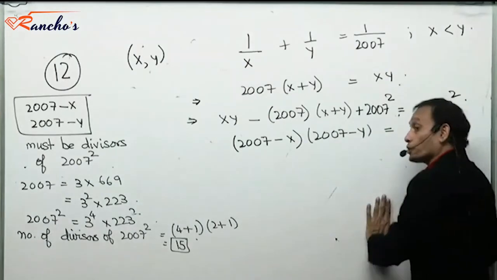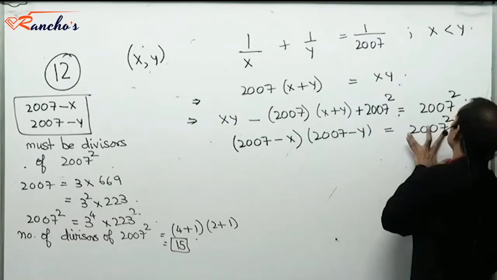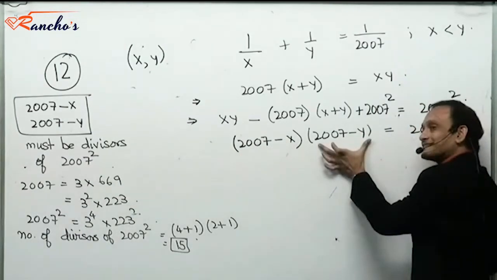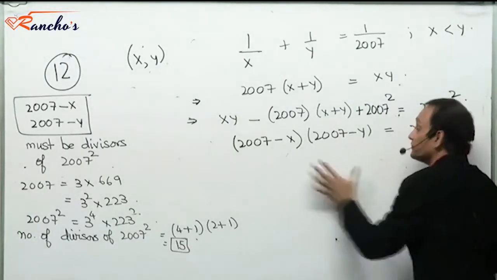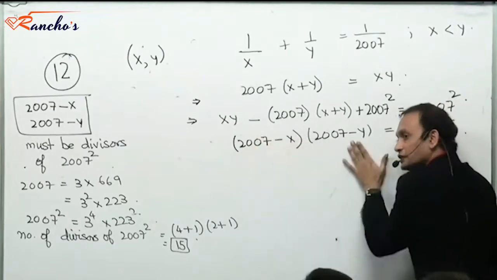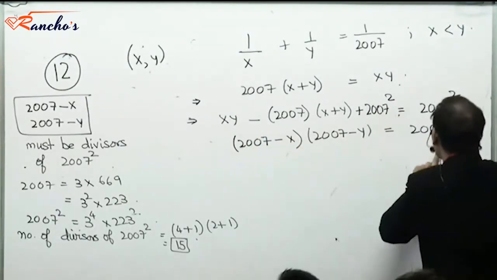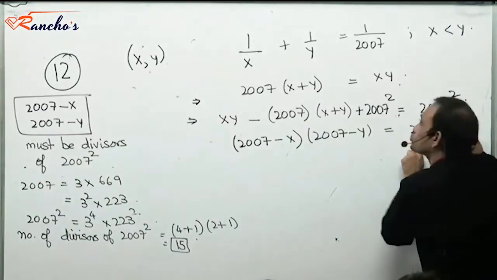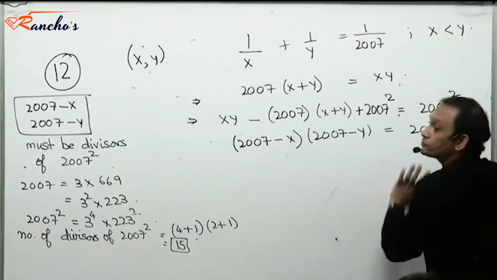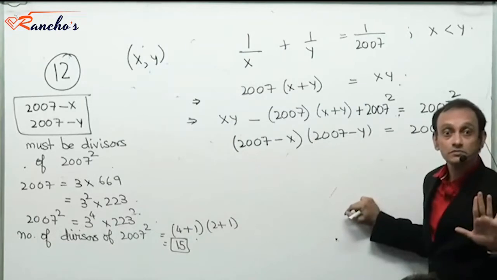Essentially, what is it that I'm trying to find? I'm trying to find the number of ways in which 2007 squared could be expressed as a product of two numbers, in which they are different. This is different because x is different from y. One is smaller, the other one is larger. This is all that I'm trying to find effectively.